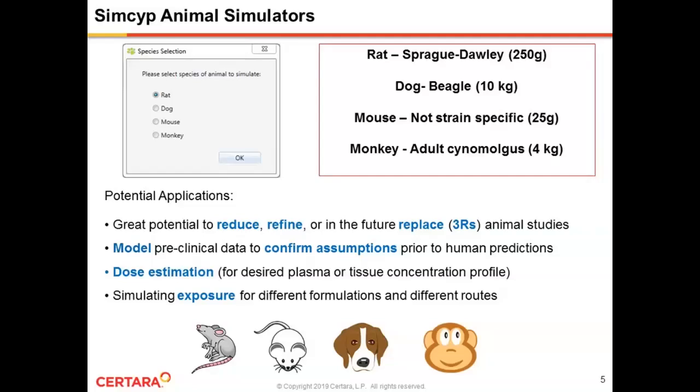One of the major applications of these preclinical PBPK simulators is dose estimation for a required plasma concentration time profile or a tissue concentration time profile. Another major application is also to look into the different formulations and different routes of dose administration. And as well as, it is also majorly used in toxicity applications, etc.